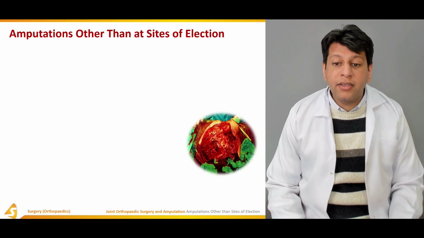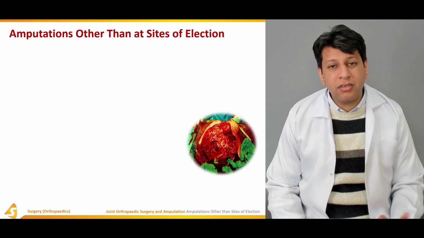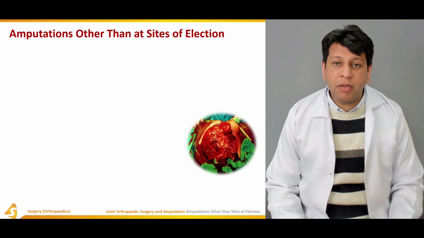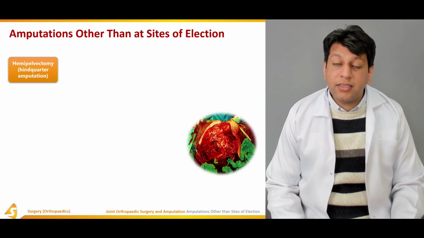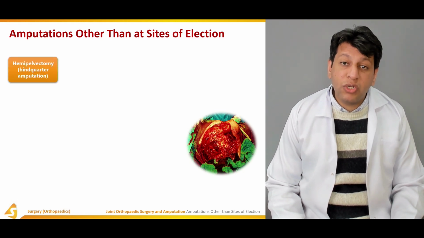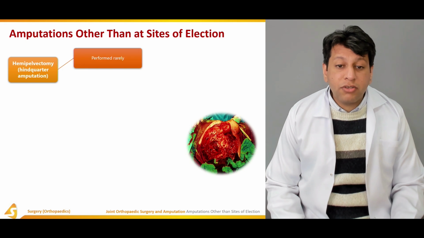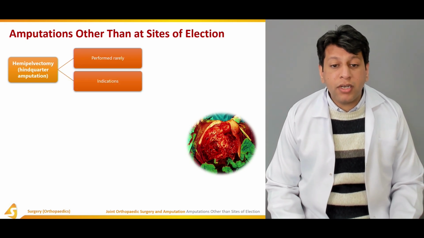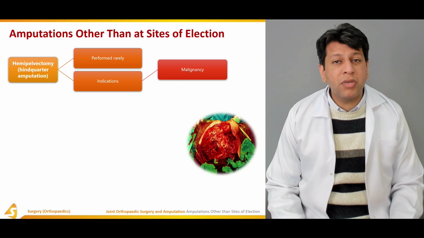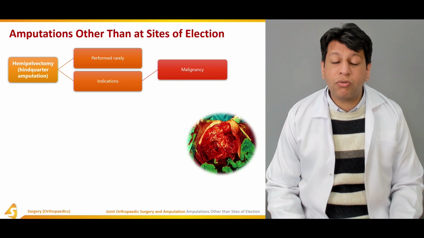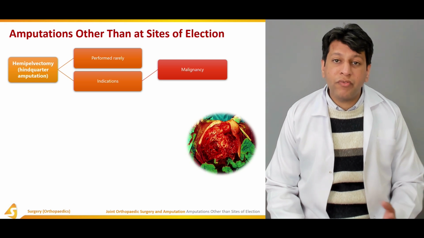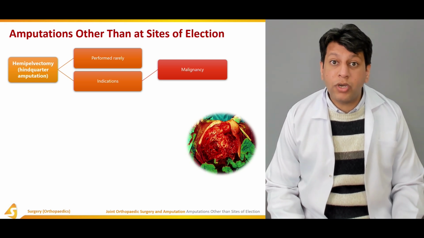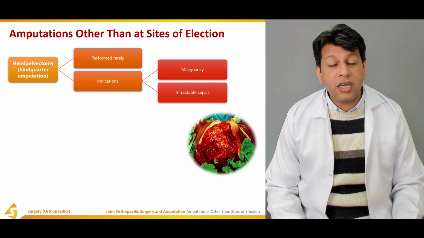Amputations in the hand are usually rarely done, but sometimes we may have to go for re-amputations in the metacarpophalangeal joints as well. And then coming to the hemipelvectomy or hindquarter amputation, it's actually rarely performed, and the indications include malignancy. As I just told you, this could be a chondrosarcoma of the hip joint or involving the iliac bone, which may require hemipelvectomy, or intractable sepsis.